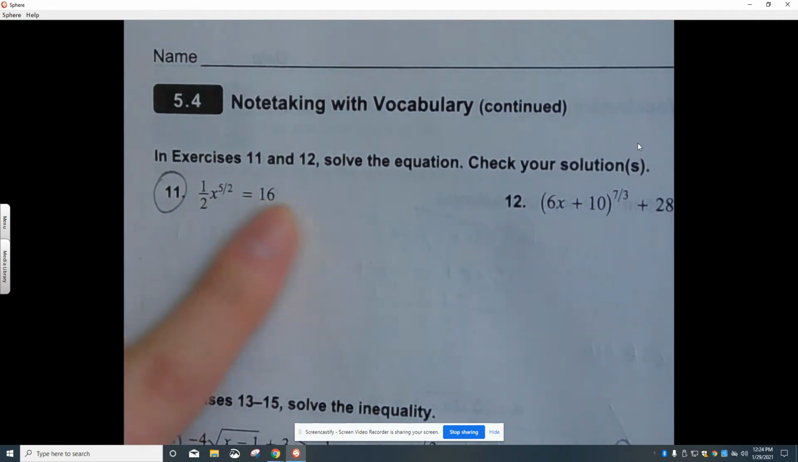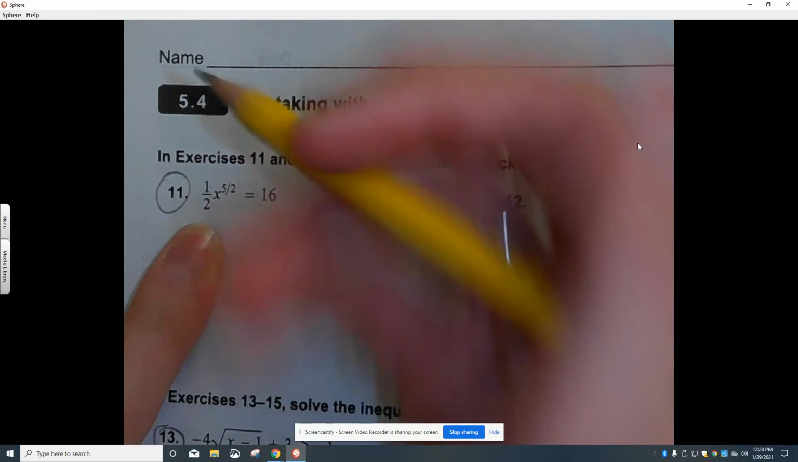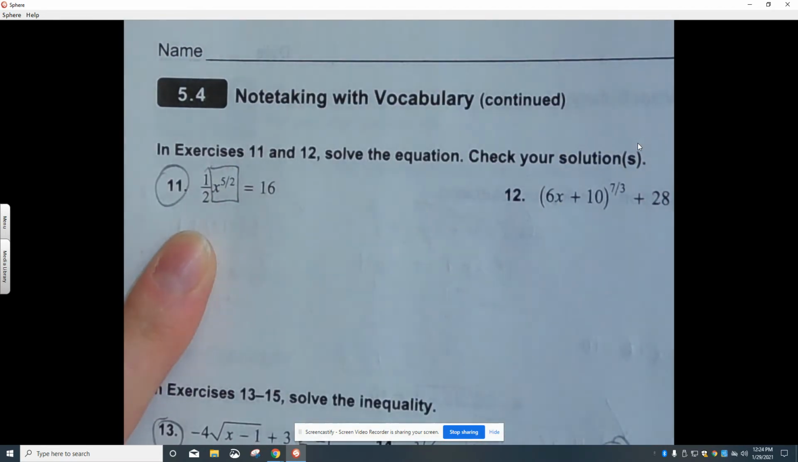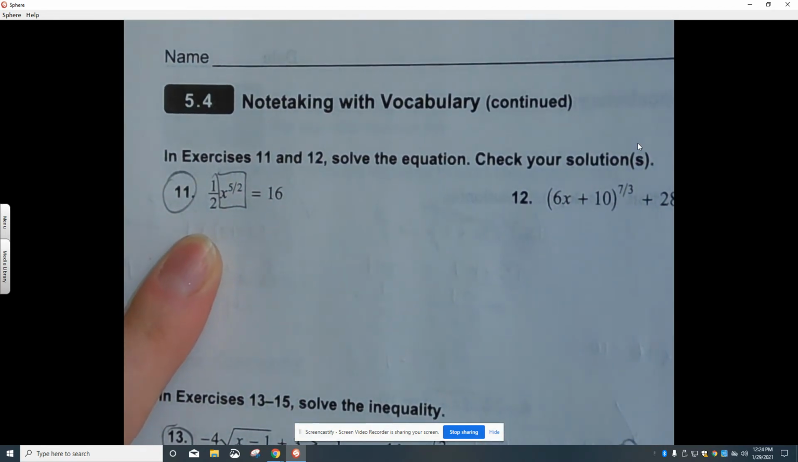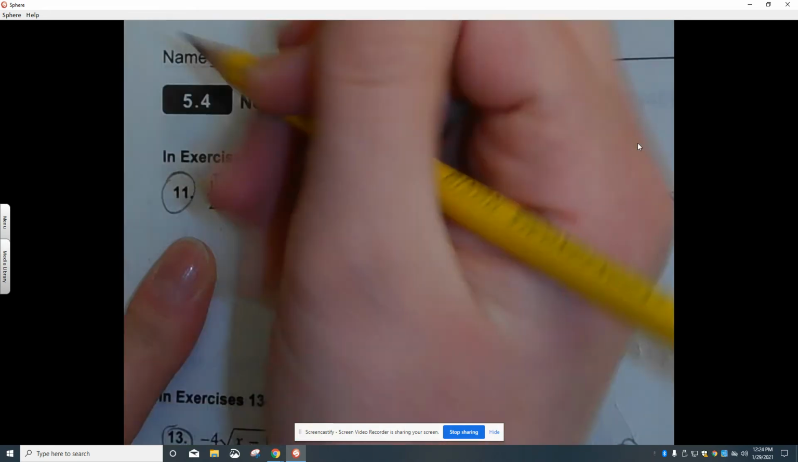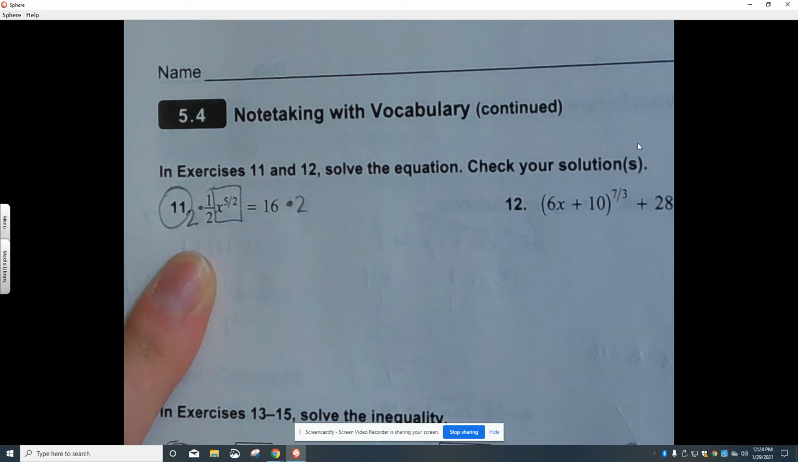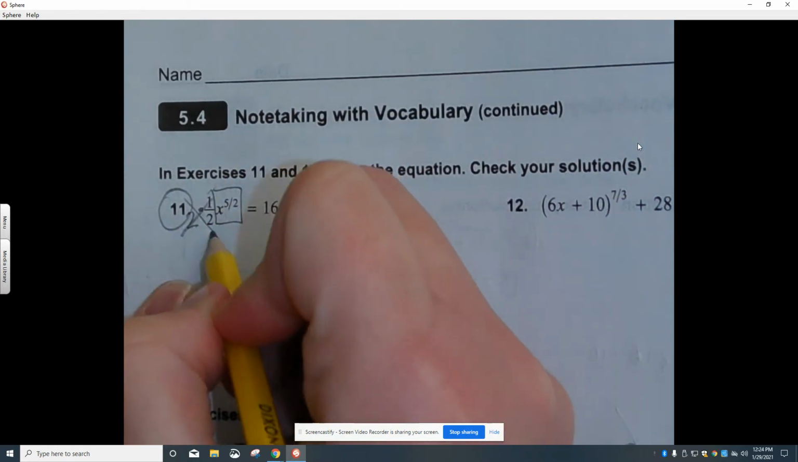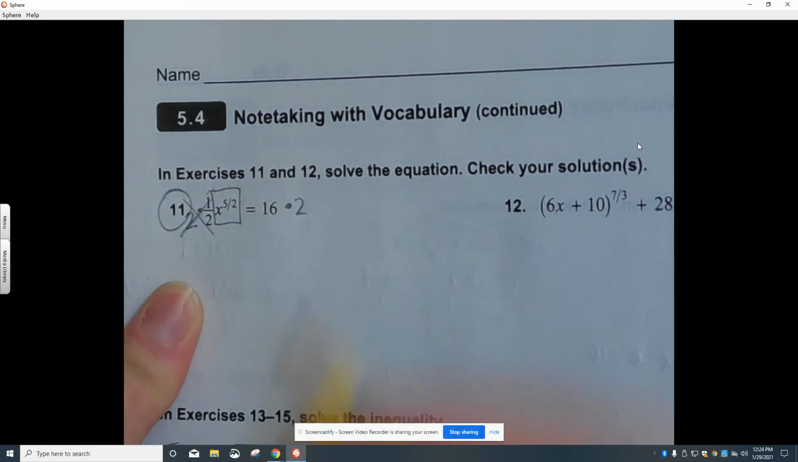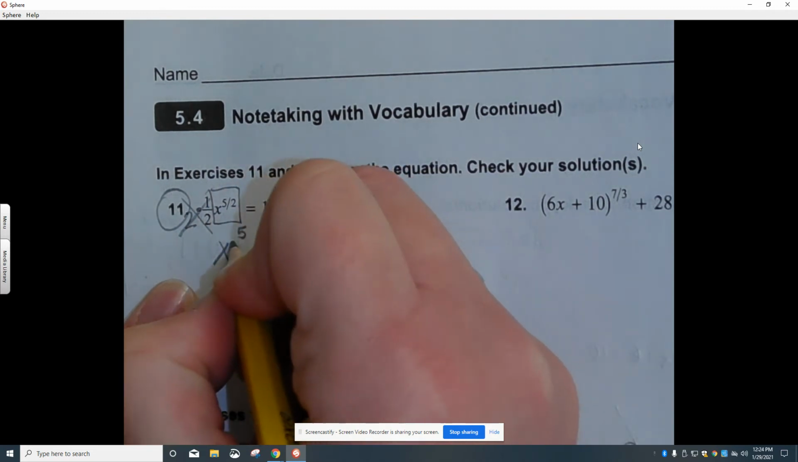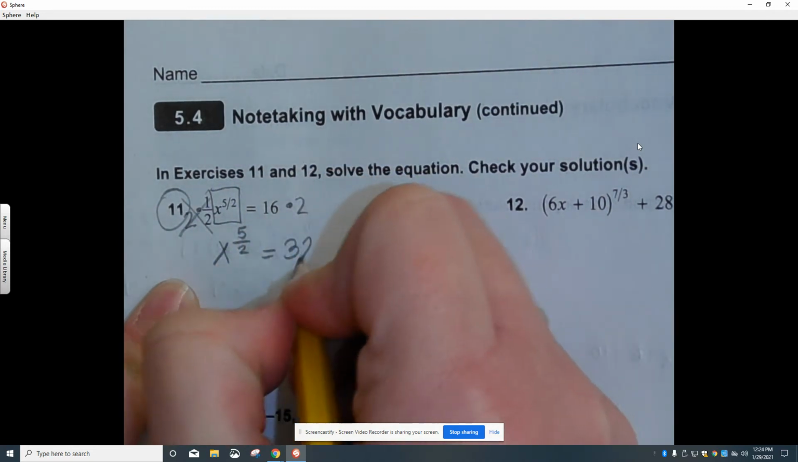But first thing we need to do is try to get this x to the 5/2 all by itself. To get that alone, we've got 1/2 times it, so we're going to multiply both sides by 2. These are opposites, so we can cross those out. And we've got x to the 5/2 equals 32.